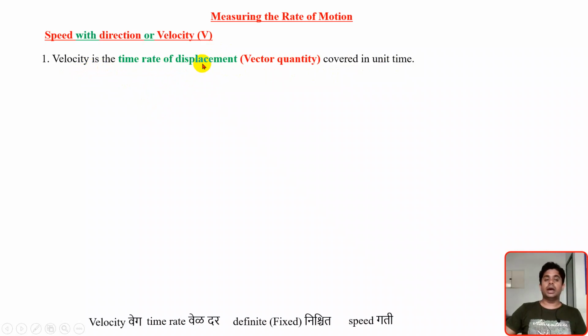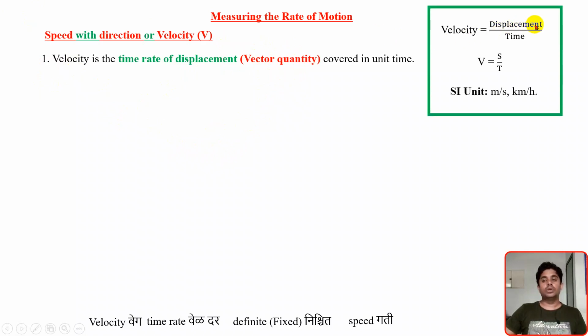Speed and distance are scalar quantities. Their magnitude has importance, and there is no importance to the direction. But velocity and displacement are both vector quantities. Their magnitude as well as direction are both very important.